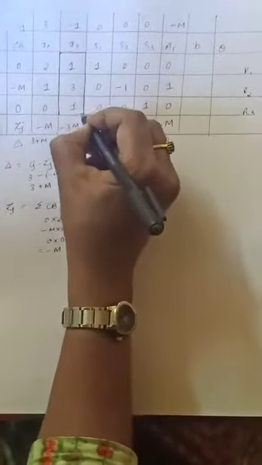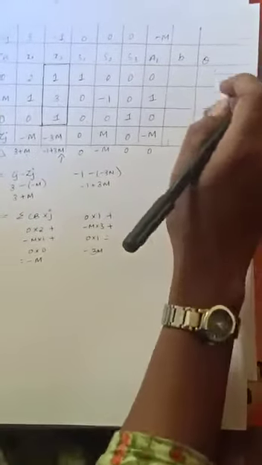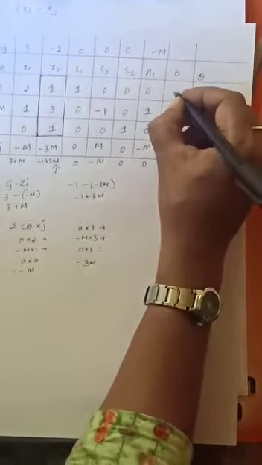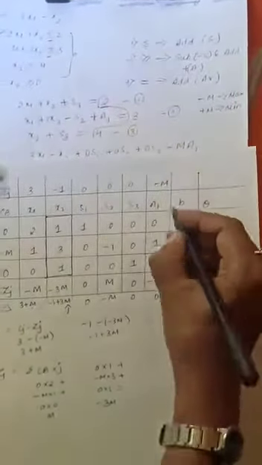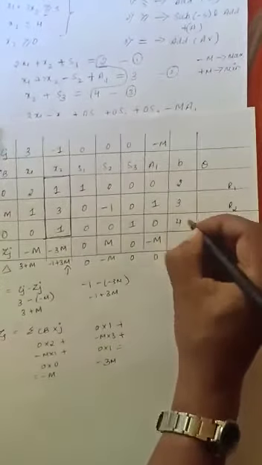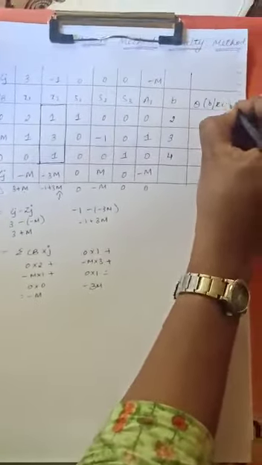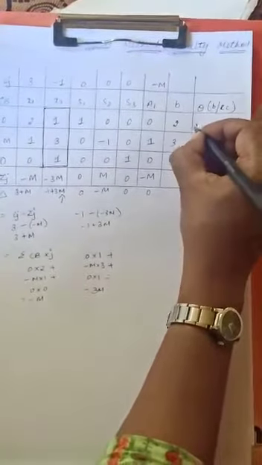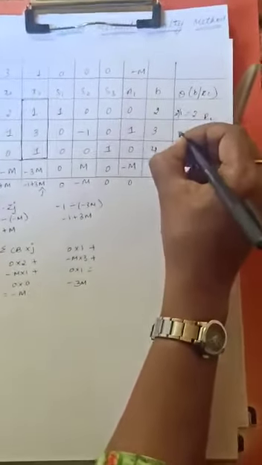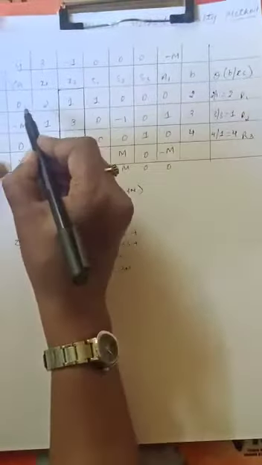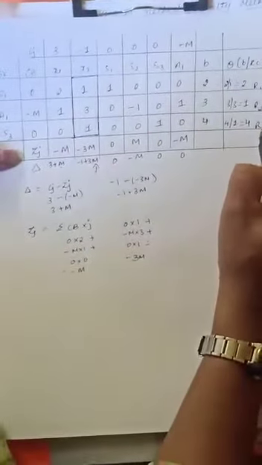This is the key column. Correspondingly, I find out the key row. And my b values are nothing but whichever values we have at the right hand side of the equation. So it is 2, 3 and 4. So the theta value is b divided by key column elements. So 2 divided by 1 equal to 2, 3 divided by 3 equal to 1 and 4 divided by 1 equal to 4. So I name this row as R1, this as R2 and this as R3.